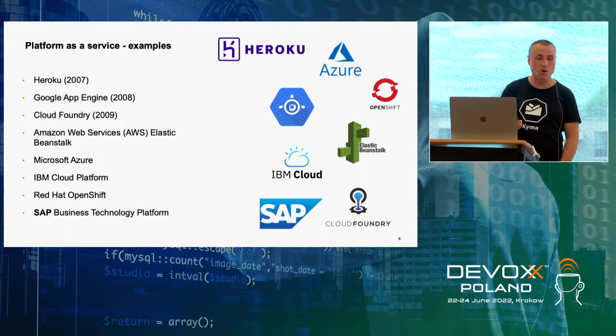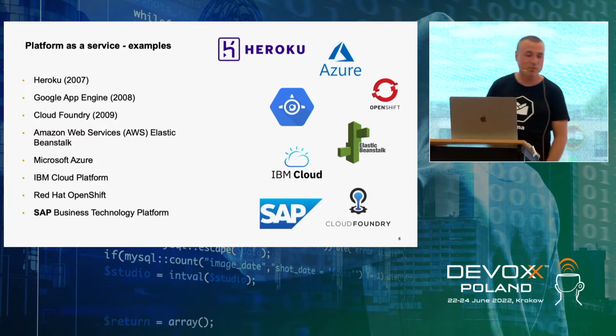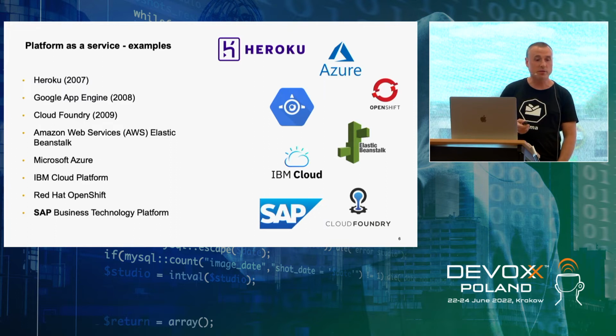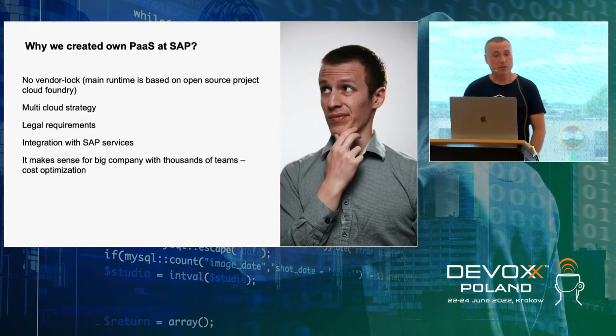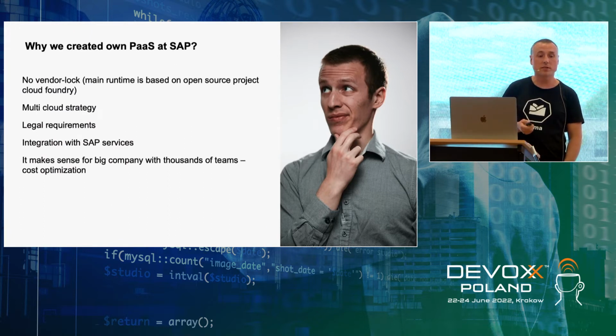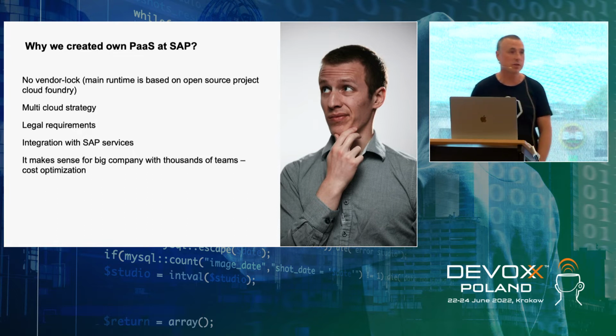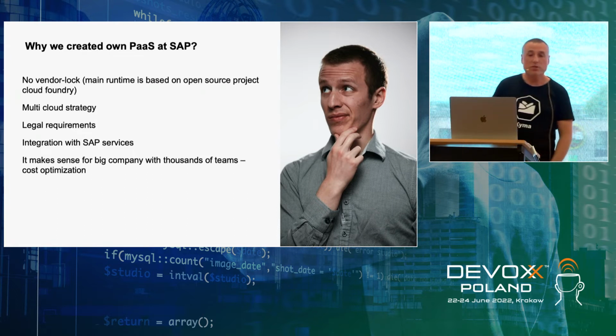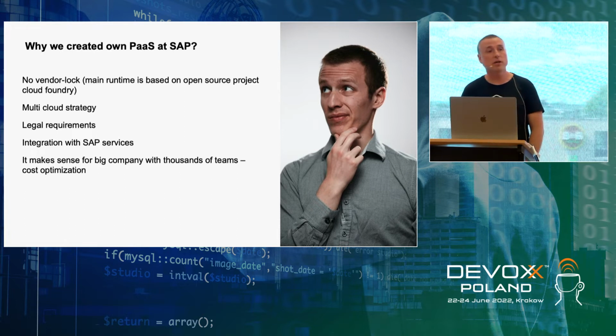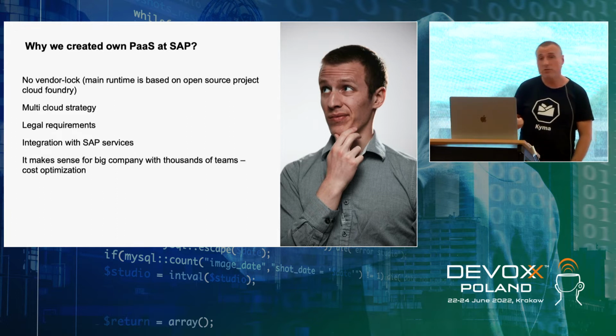Then you have a couple more, and the last but not least is SAP Business Technology Platform. I mentioned that because this is the story I wanted to tell you, about our experience with SAP Business Technology Platform. So we started with Cloud Foundry some time ago, and we created this PaaS at SAP ourselves. You can ask why you didn't use, for example, Cloud Foundry from Pivotal or from another provider. Yeah, we didn't. We wanted to avoid the vendor lock-in from another provider. We also have a big business requirement that we have to be present on all major cloud providers. So multi-cloud strategy is important for us. There are some legal requirements that we also have.